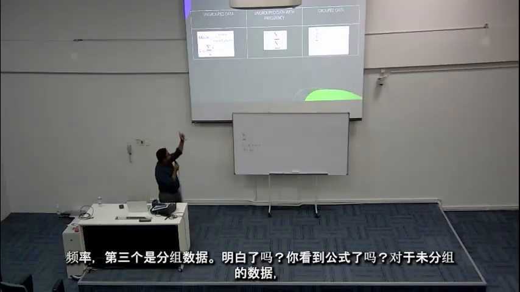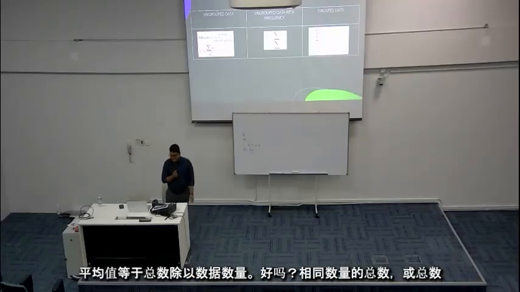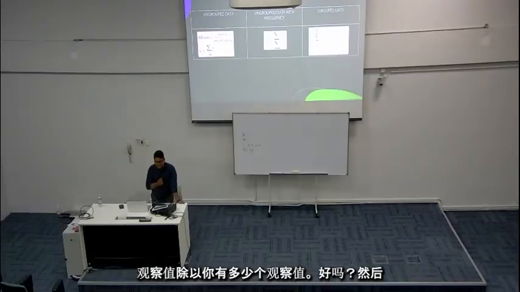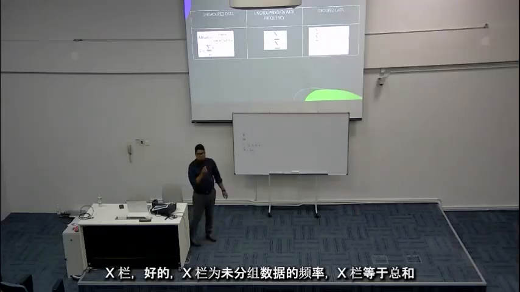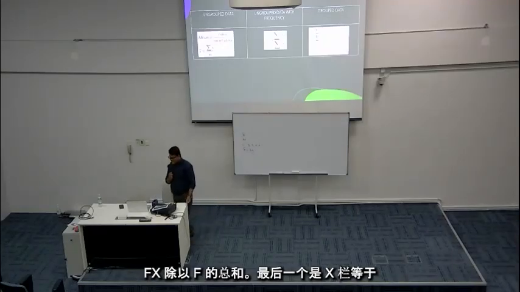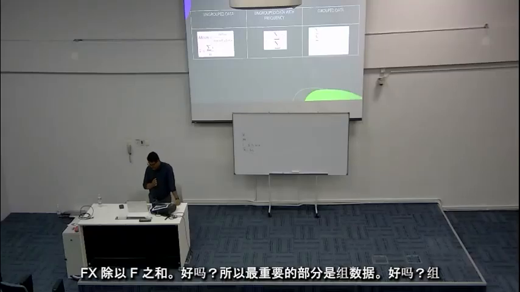You see the formula for ungrouped data: mean is equal to the total divided by the number of data, that is, the total of the observations divided by how many observations you have. For ungrouped data with frequency, X bar is equal to summation of Fx divided by summation of F.